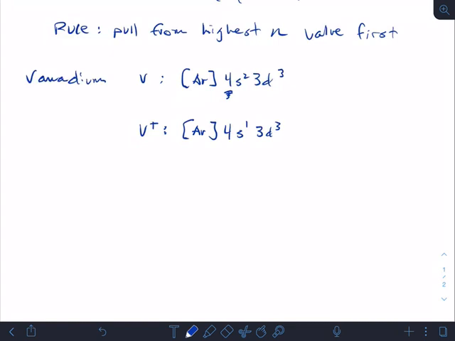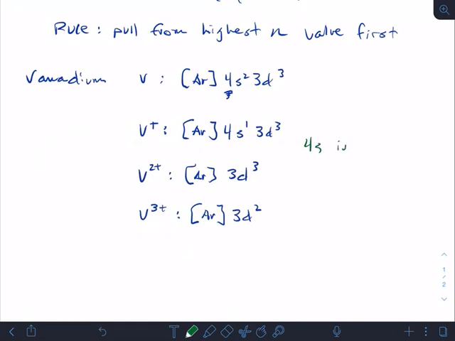Let me fix this 3. It's a terrible 3. There we go. Okay, so if I go to vanadium 2 plus, I'm still going to pull from the highest N value first. I've only got one 4s electron left, so I'm just going to leave that out. So that becomes just 3d3. If I go up to vanadium 3 plus, now my highest N value is that 3d, so I start pulling from there. And that becomes 3d2.